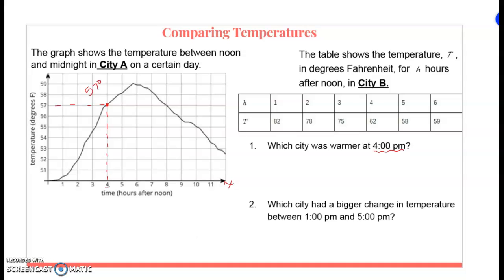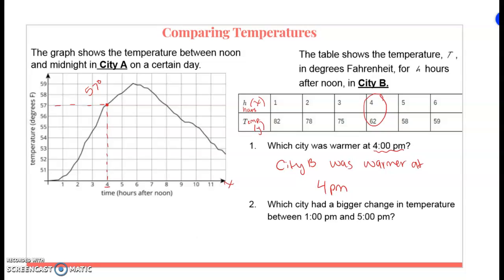For City A. Now for City B, I'm going to do the same thing, and H is our x, so hours, and our temperature is y. So at the 4 p.m., it is 62 degrees. So which city was warmer? We're going to say City B, because it was 62 degrees versus 57. So what you're going to write is City B was warmer at 4 p.m.